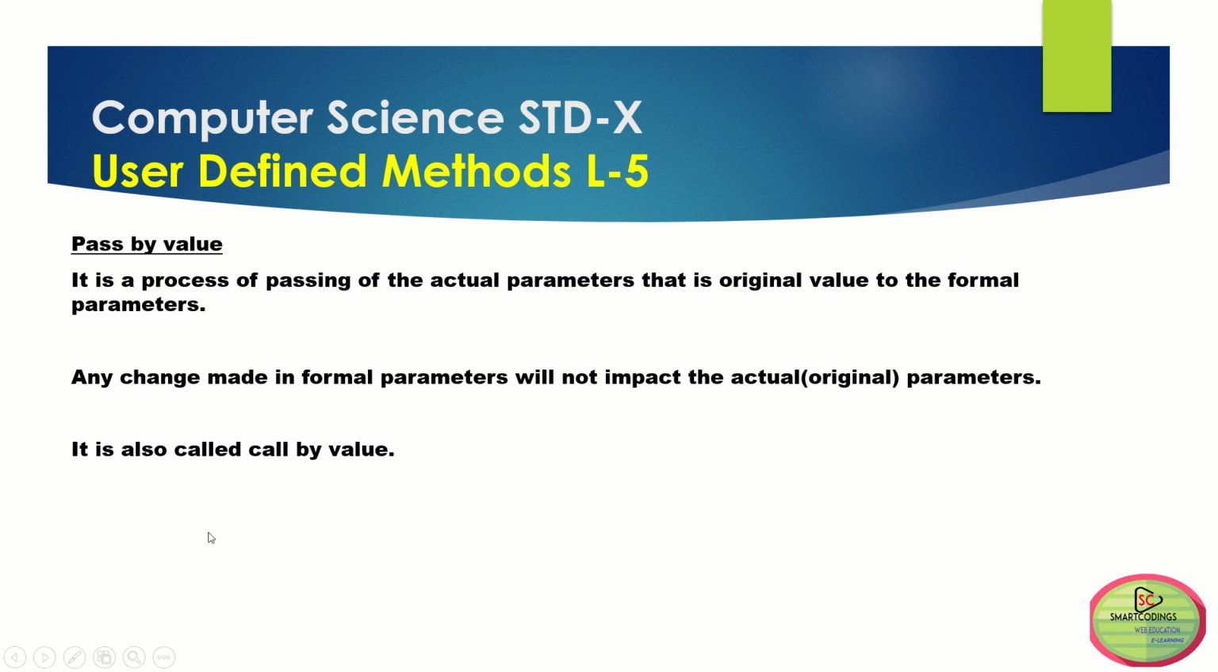So pass by value is the first way or first method to pass a value to a function or method. There are two ways to pass values to a method. First is pass by value or call by value, and second is pass by reference or call by reference, that I will teach you in the next slide or in the upcoming slide. So I think it is clear. Let us see an example of this concept.